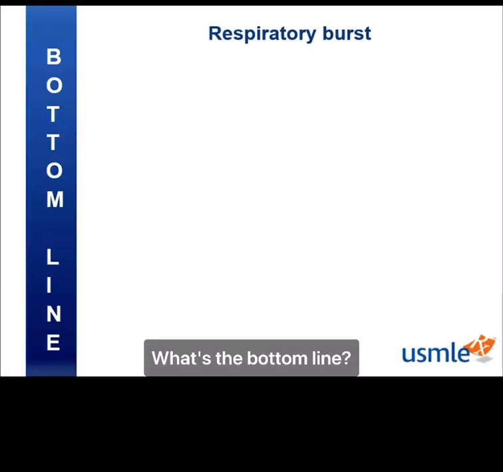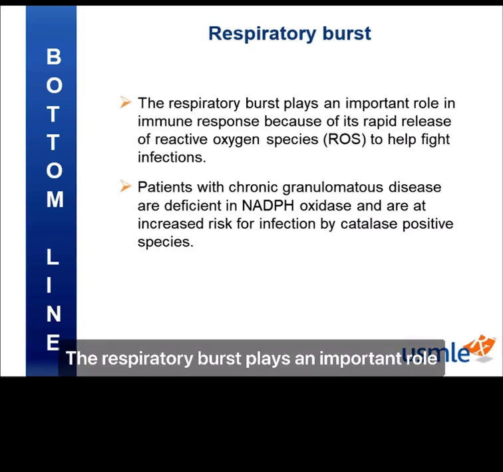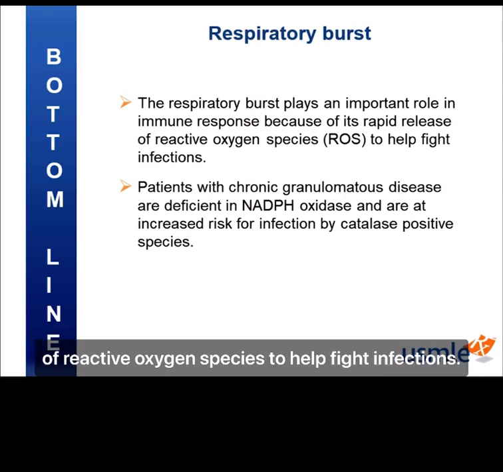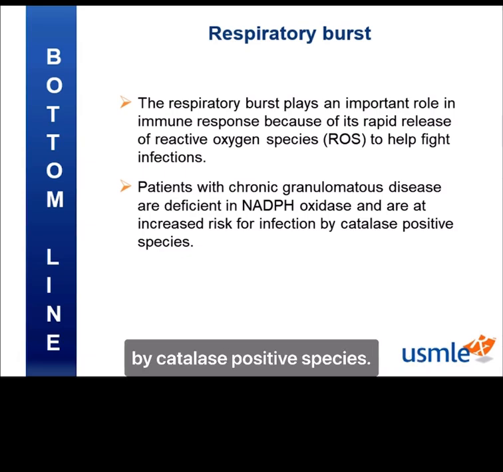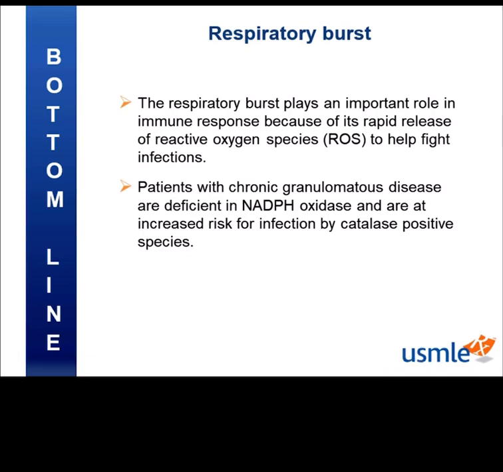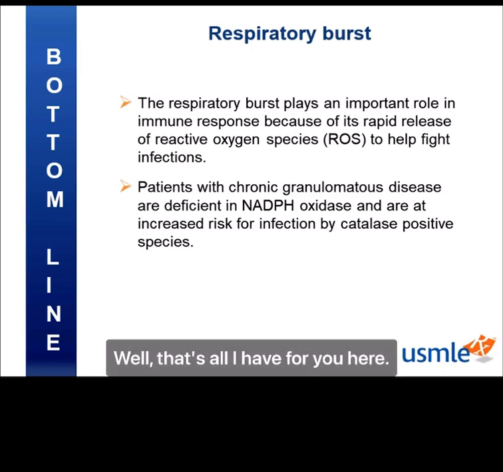What's the bottom line? The respiratory burst plays an important role in immune response because of its rapid release of reactive oxygen species to help fight infections. Also, patients with chronic granulomatous disease are deficient in NADPH oxidase and are at increased risk for infection by catalase-positive species. Well, that's all I have for you here.